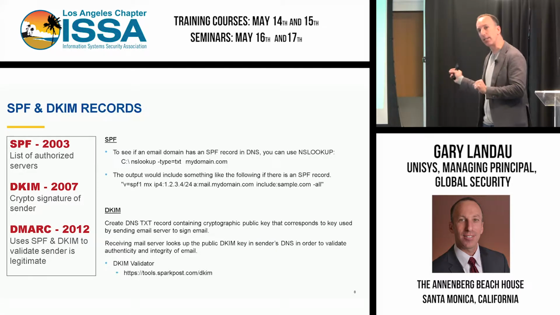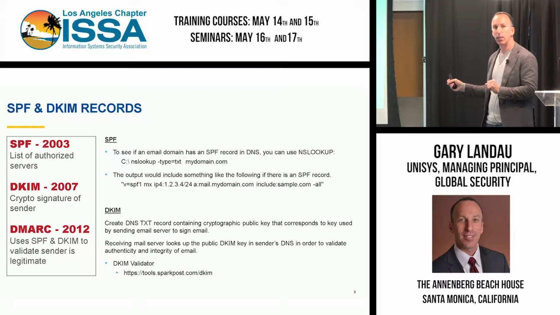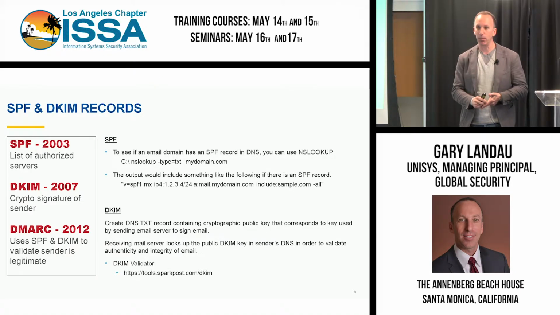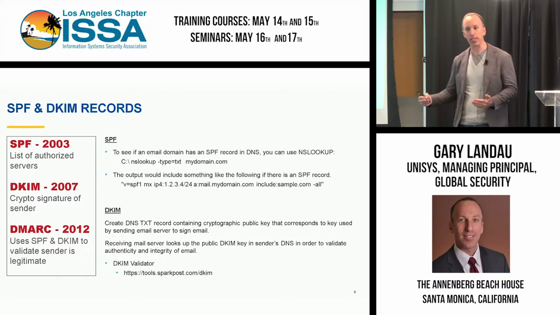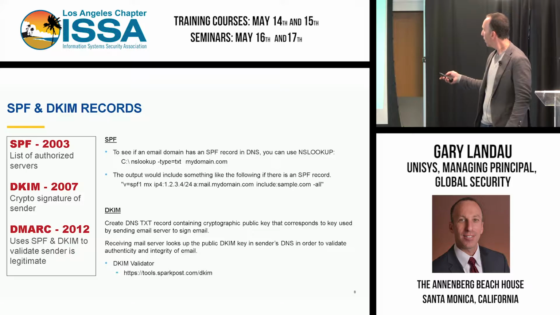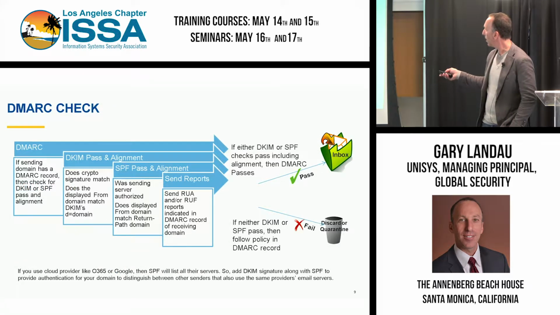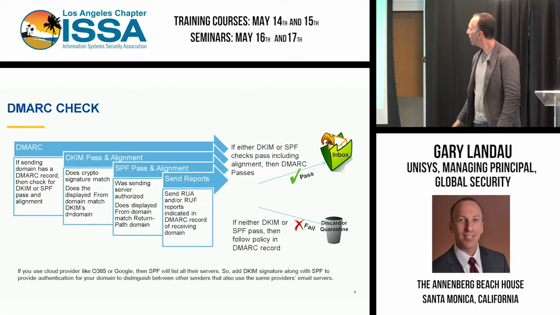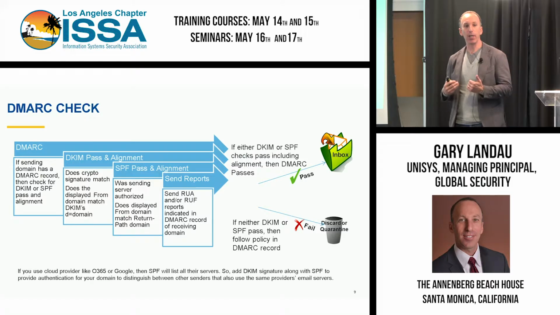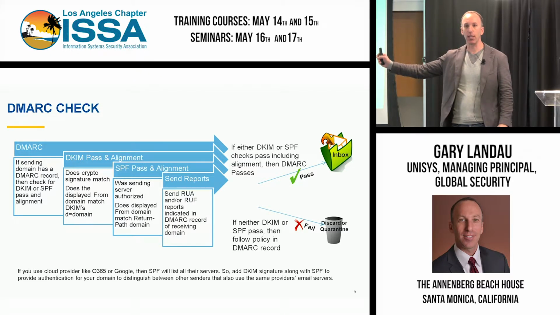And the last thing is DMARC. DMARC uses SPF and DKIM to validate the legitimacy of the sender. So let me go through how that works. Tough to read again. What DMARC does, if your email system receives an email, it'll check the sender's DNS record. Do they have a DMARC record?